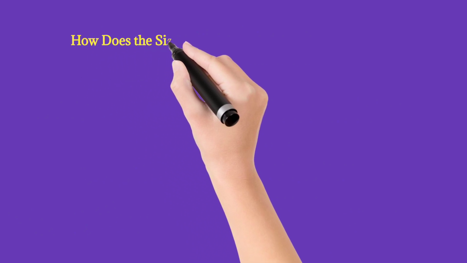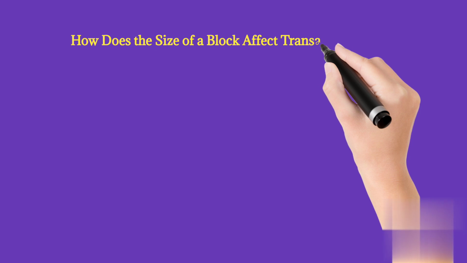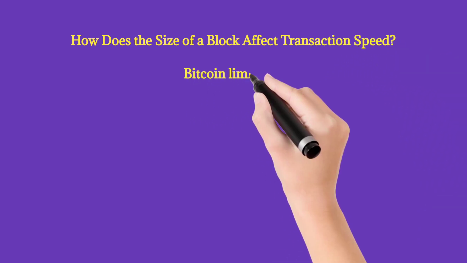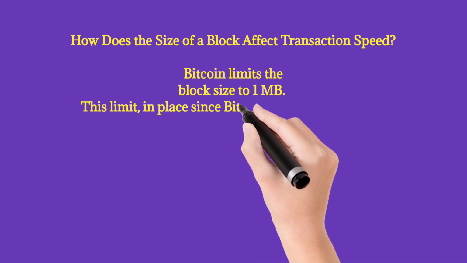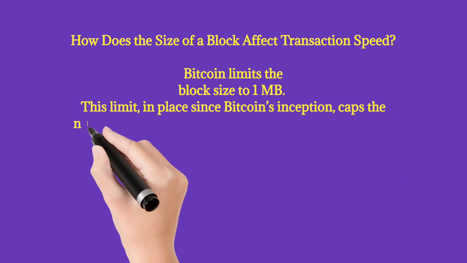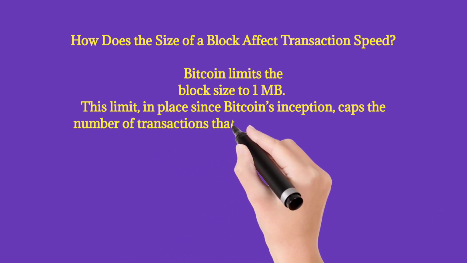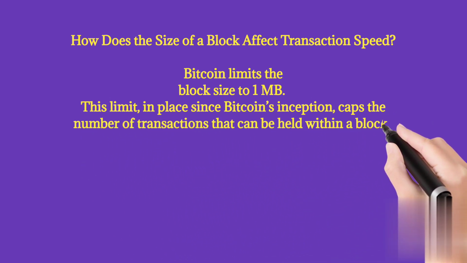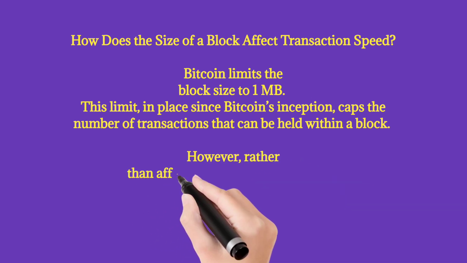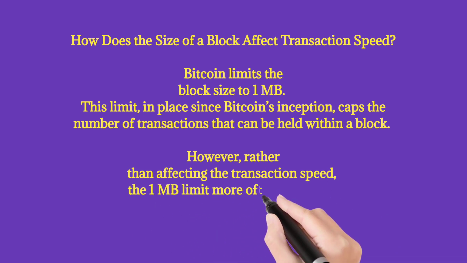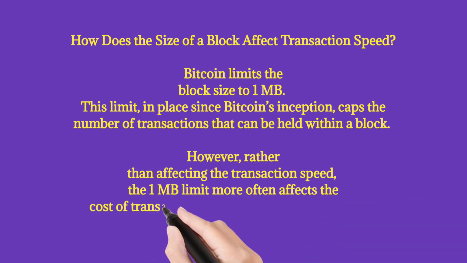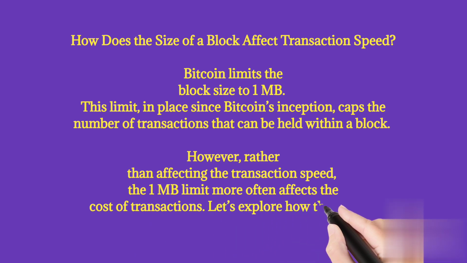How does the size of a block affect transaction speed? Bitcoin limits the block size to 1 megabyte. This limit, in place since Bitcoin's inception, caps the number of transactions that can be held within a block. However, rather than affecting the transaction speed, the 1 megabyte limit more often affects the cost of transactions. Let's explore how that works.